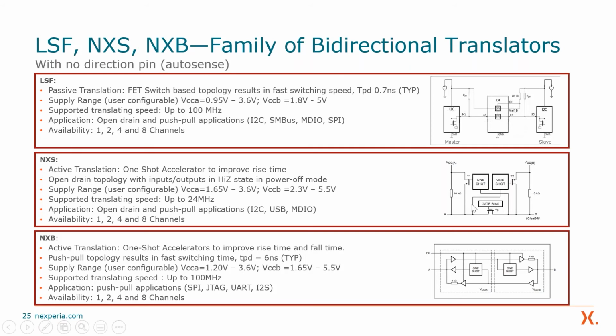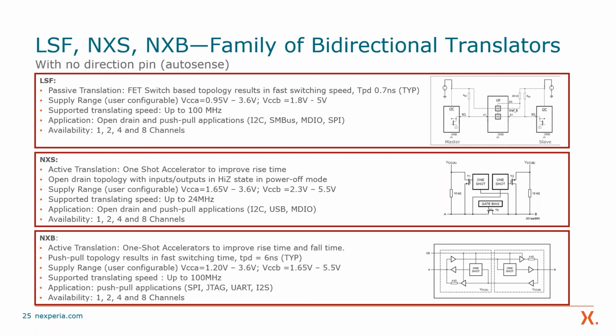So the NXS and NXB are active translation, and LSF is a passive translator. What that means is that in active translation, we do have a one-shot accelerator, which basically turns on these 2 transistors at the right edges from low to high and shorts out the pull-up resistor, thereby improving the rise time. So you can have better signal performance over the connection from one side to the other.